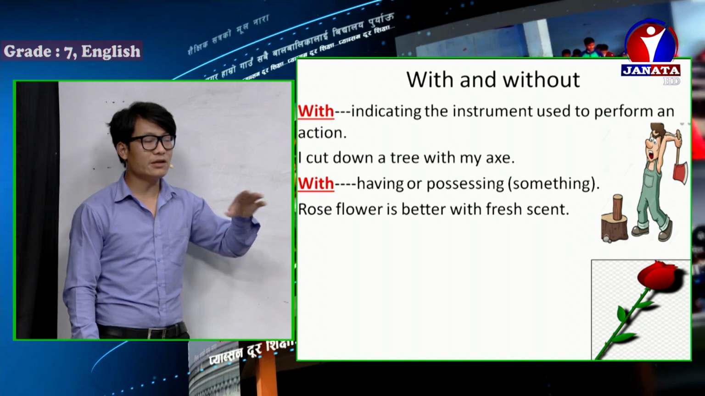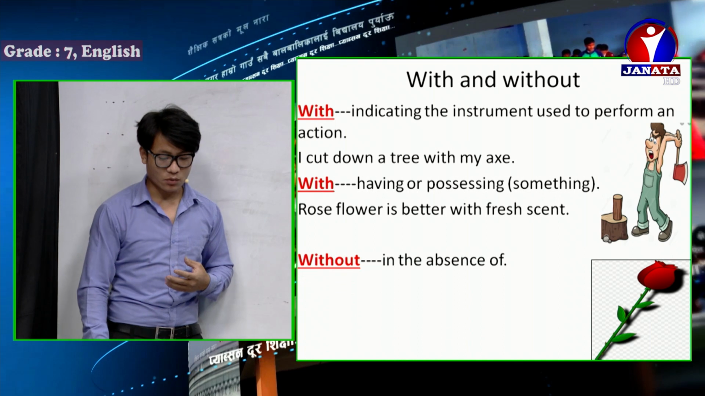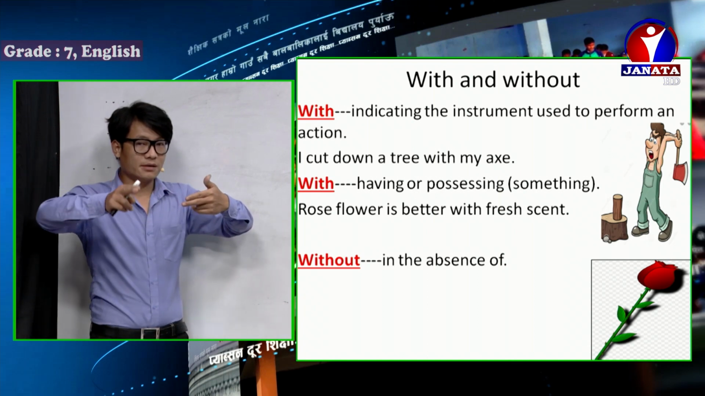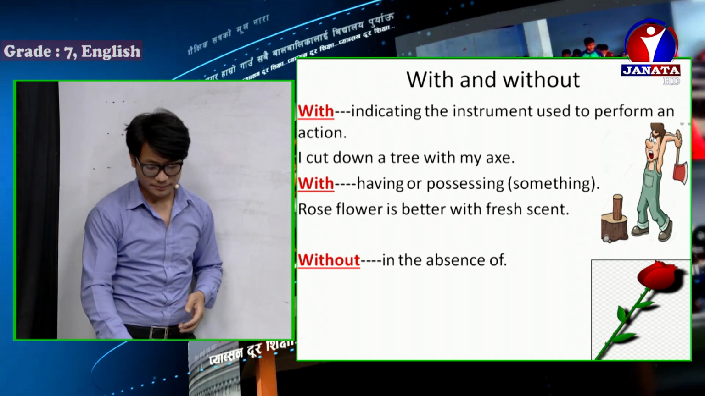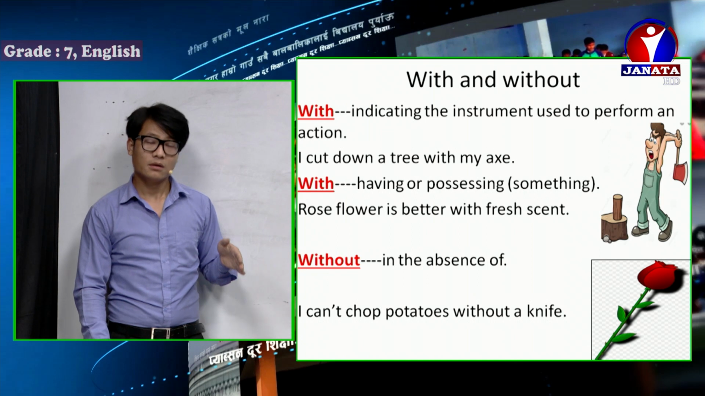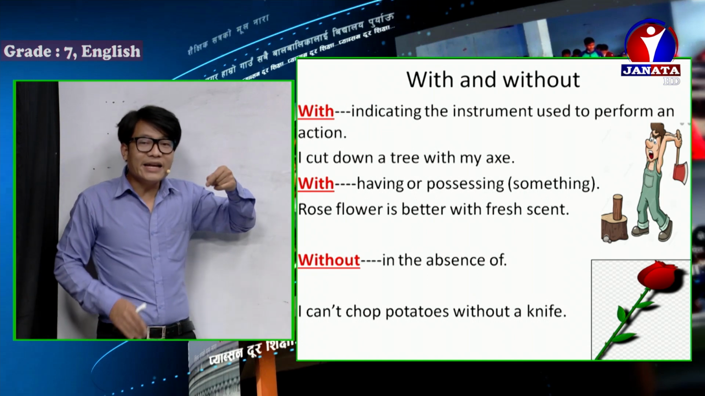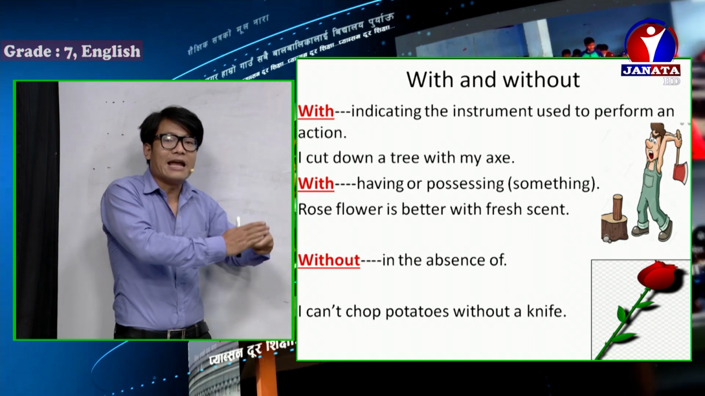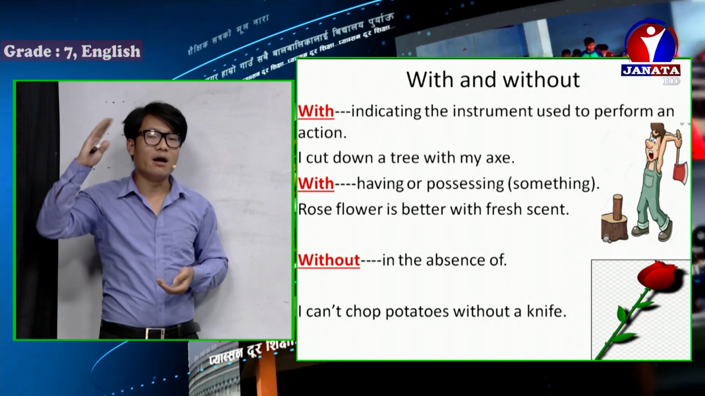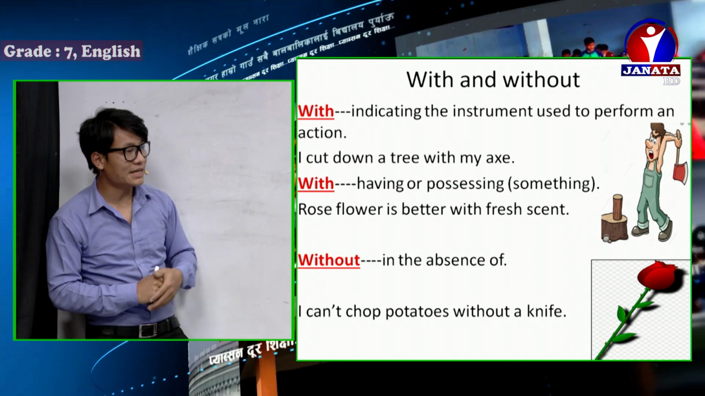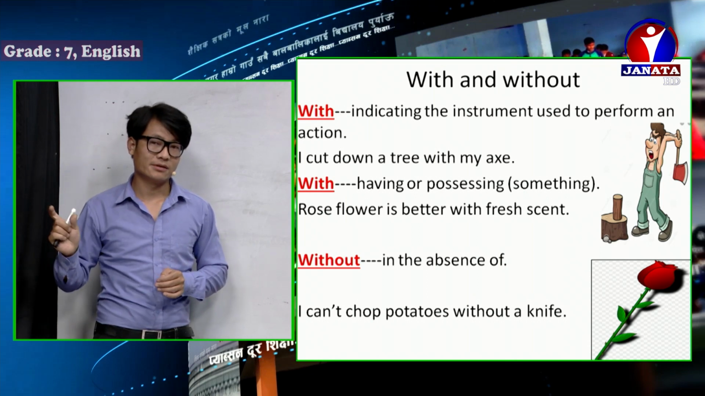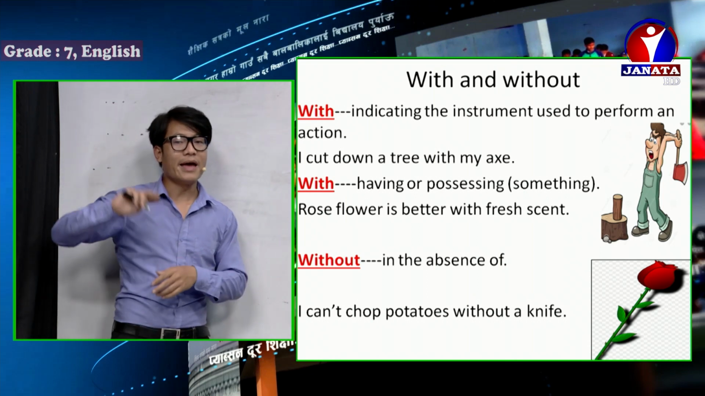Now, I think I should not tell you more about without. So see the example. Without means in the absence of, or just the opposite, the negative of the preposition with. Okay. Example: I can't chop potatoes without a knife. I can chop potatoes with a knife, but I can't chop potatoes without a knife. You can see, use that example also. The rose flower is not better without fresh scent. So this is the use of with and without.